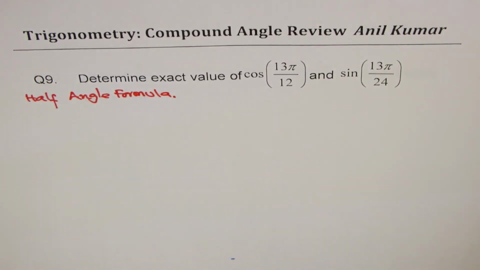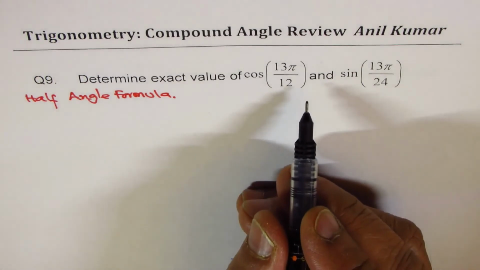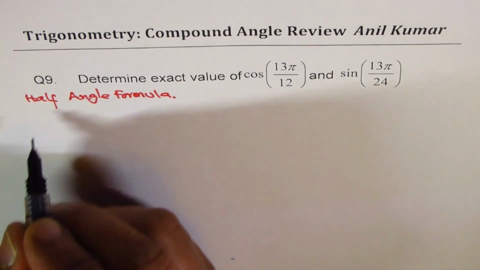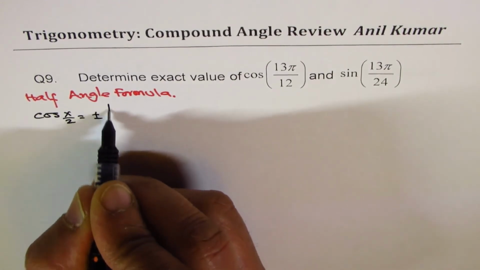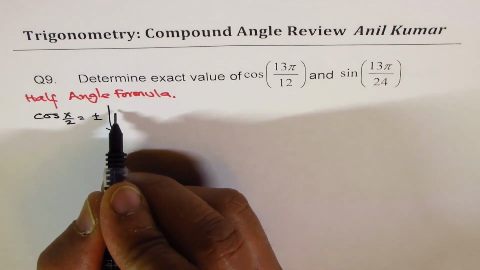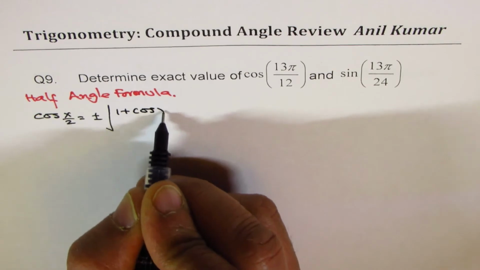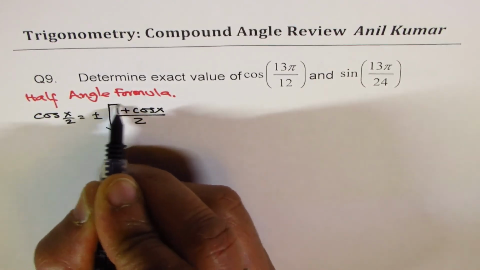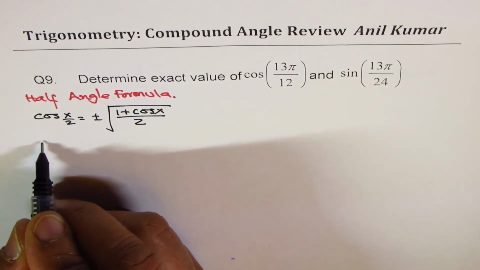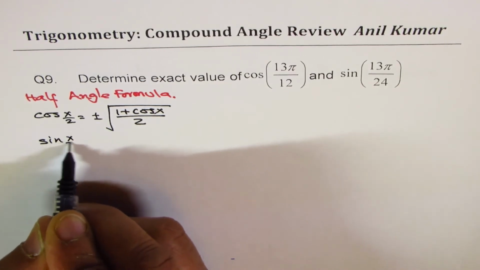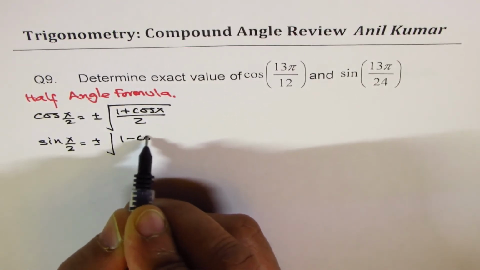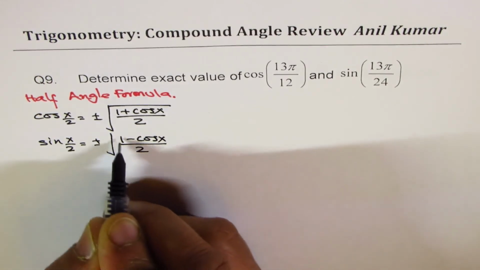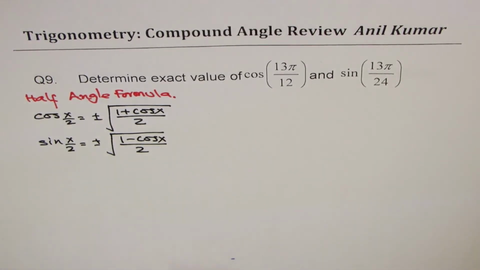We derived the formula for cos x by 2 earlier. So cos x by 2 could be written as plus minus square root of 1 plus cos x over 2. You could follow the same steps to derive the sine x by 2 formula also, but you could use it directly, right? So 1 minus cos x by 2. So these are the formulas to be used.